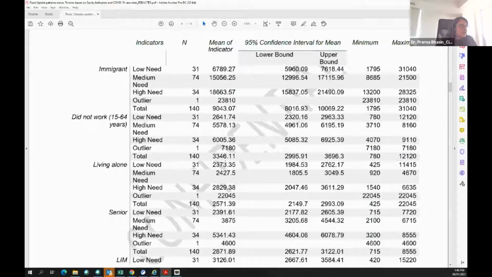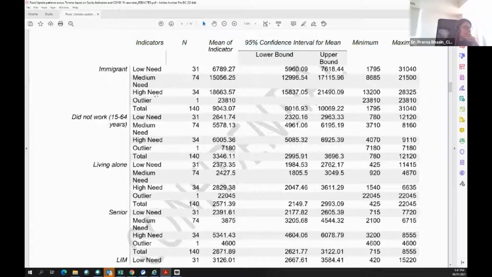This is how I tried to understand if our analysis was going the right way. So this is a simple cross tabulation between what we found, low need, medium need, and high need neighborhoods, and the mean number of immigrants in those neighborhoods, and the mean number of people who did not work, people who were living alone, or seniors. And if you see, there is a pattern there. In our high need neighborhoods, the numbers were mostly higher than the previous. Were they statistically significant? Medium need to high need, sometimes we did not find statistical significance, but from low need to high need, most of these were at least 3 times higher.